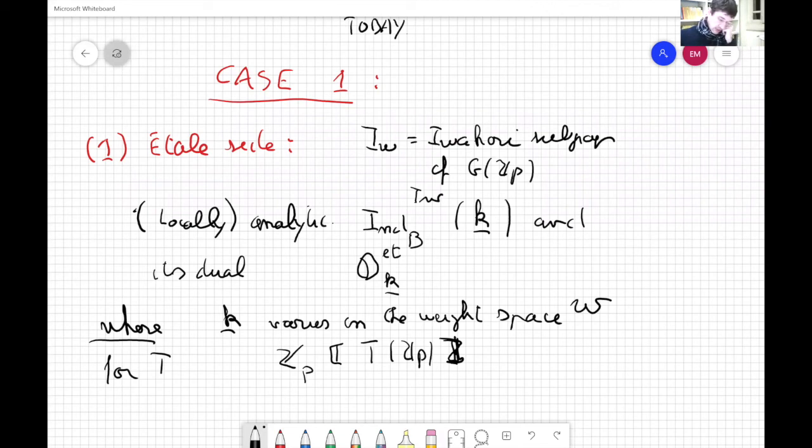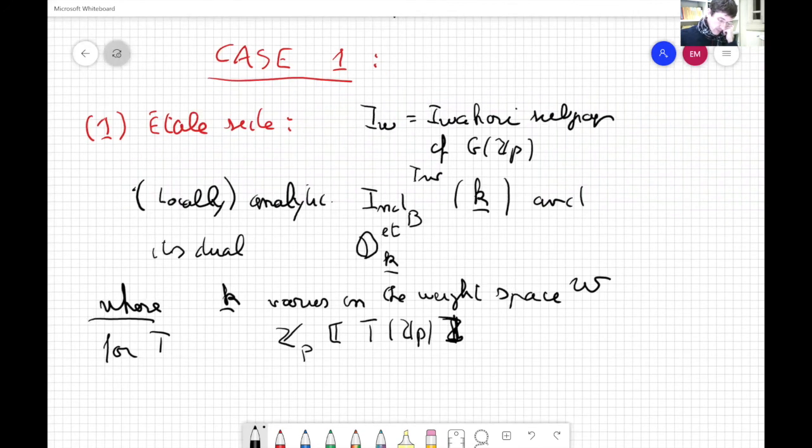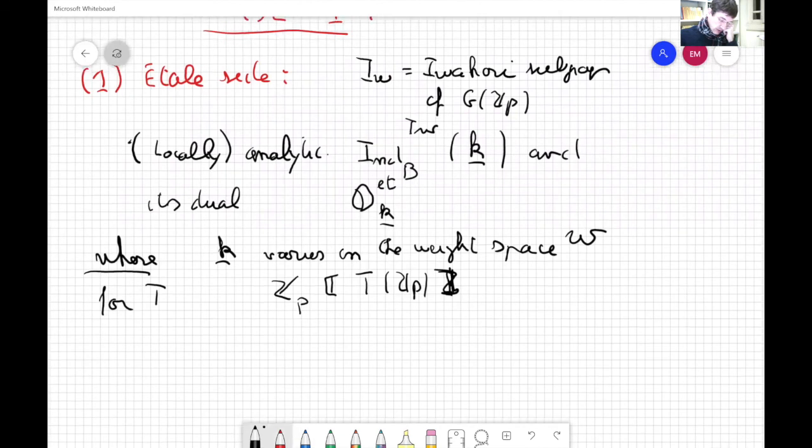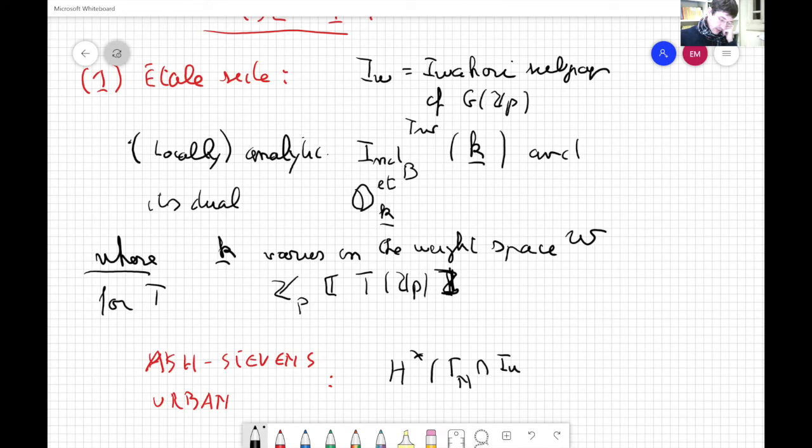Let me not get into this. Okay, and in this case, what actually Urban and Stevens have studied is the cohomology of the group gamma n intersected with the Iwahori, with coefficients in this D etale k.